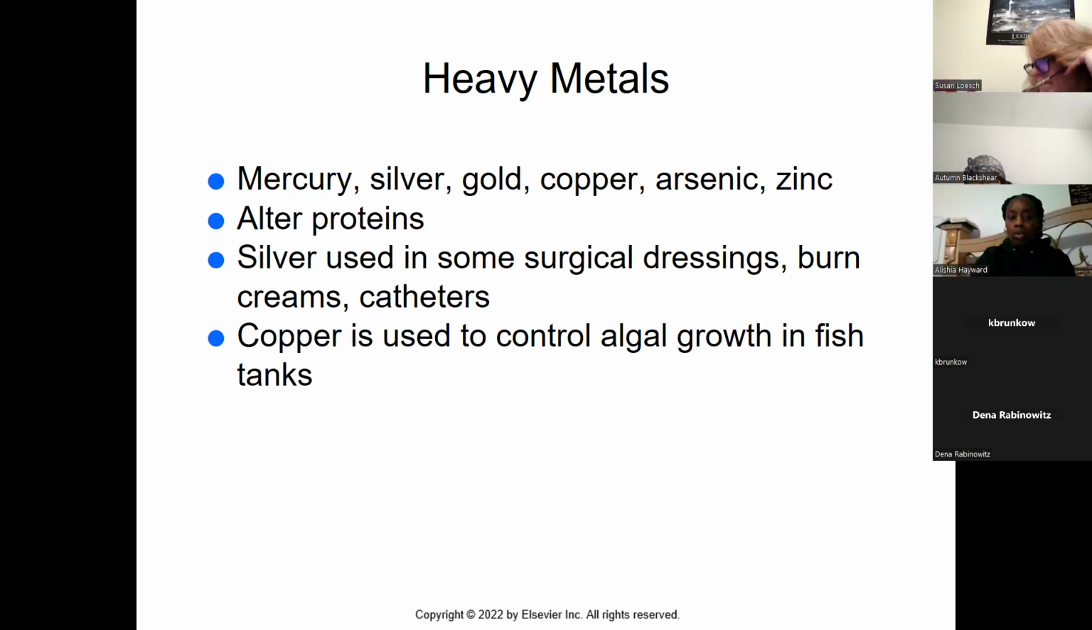This is a mercury compound. For years it was in thermometers, right? But we took it out of there. But they also use this in vaccines. So in certain vaccines, this thimerosal is used.